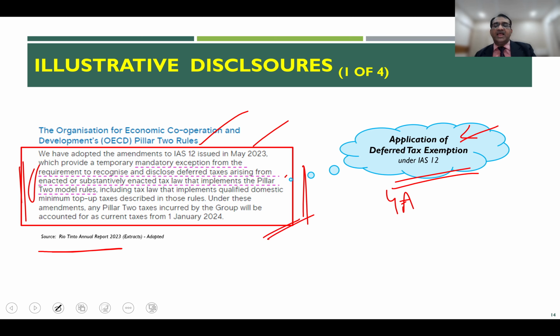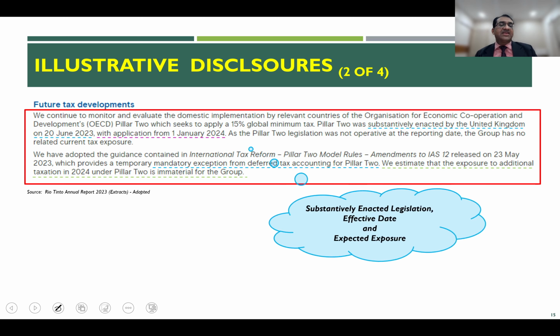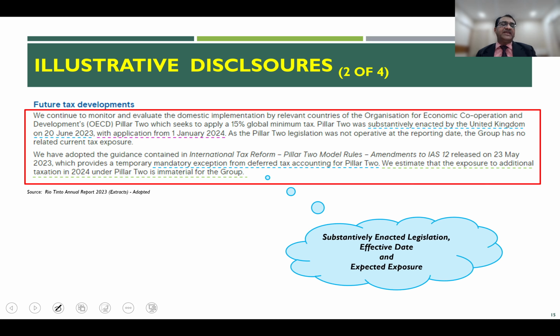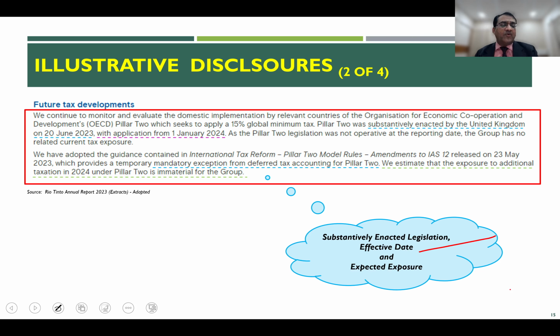This is a sample in which the entities have been disclosing it. Let's see another one. This one is when substantive enactment of the law has happened. What is the scenario, what is the effective date, and what is the expected exposure which the group may be exposed to? Again, this is taken from the same entity, from the published finances.